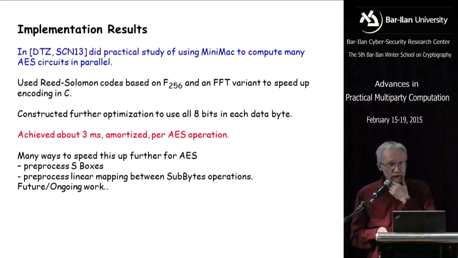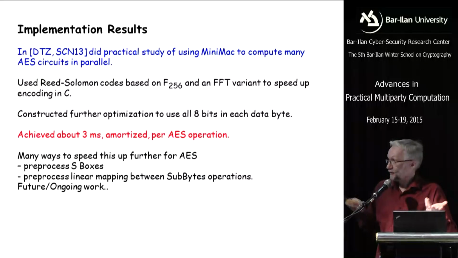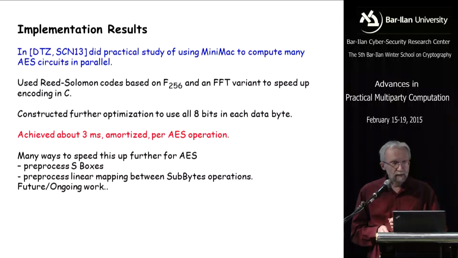So what we ended up with was, in the last version I have heard about, 3 milliseconds amortized per AES operation, which seems to be pretty good according to other results I heard about, because it's active security, right?